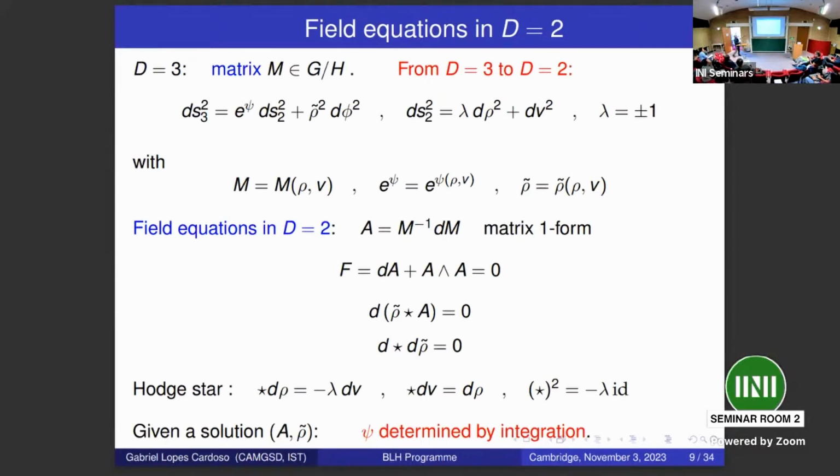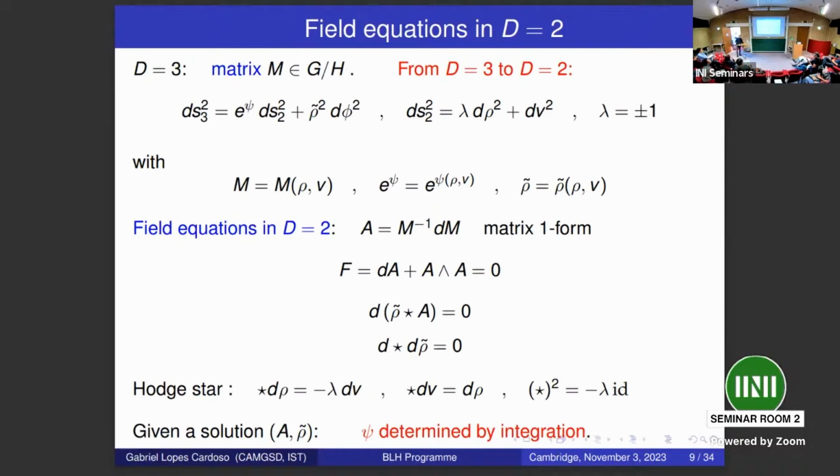It's given in terms of coordinates rho and v. And you may wonder about this lambda there. This lambda takes values plus or minus 1. If lambda is 1, then this means that the 2 coordinates rho and v are space-like. If lambda is minus 1, it means that one of them is time-like. All right. So now you're in 2 dimensions. And so what you have is the scalar fields, which are encoded in the matrix M, and they are now functions of rho and v. And you have the warp factors rho tilde and psi, and they're also just functions of rho and v.